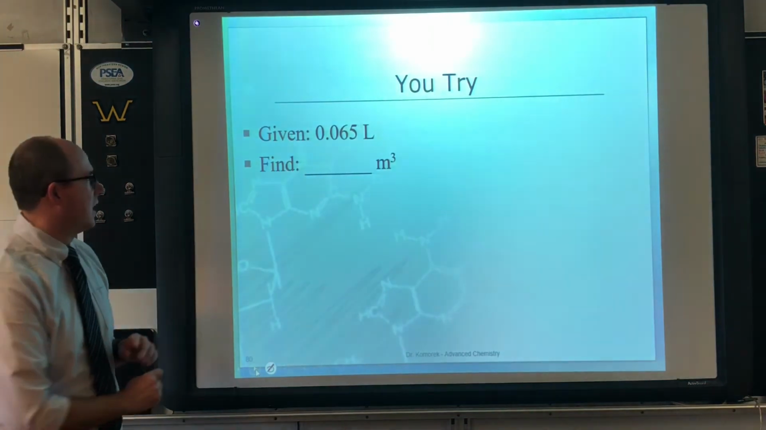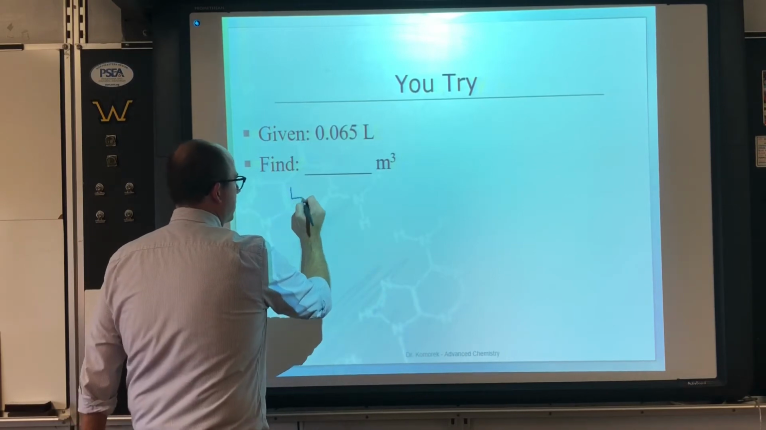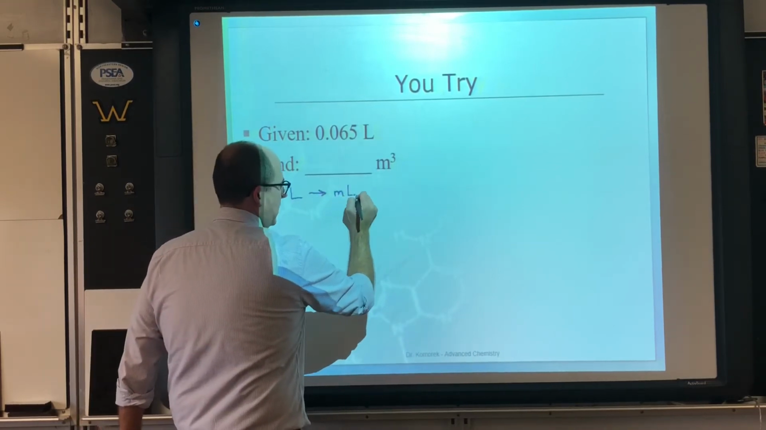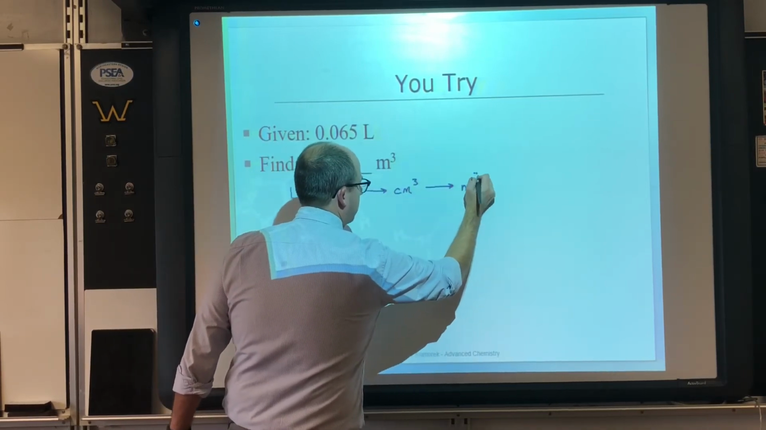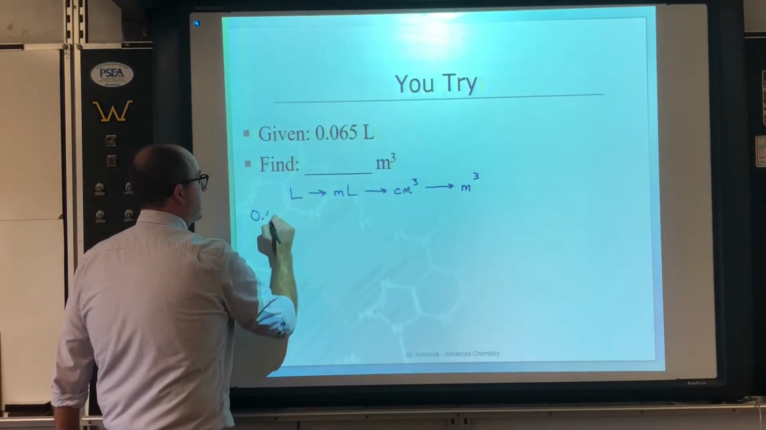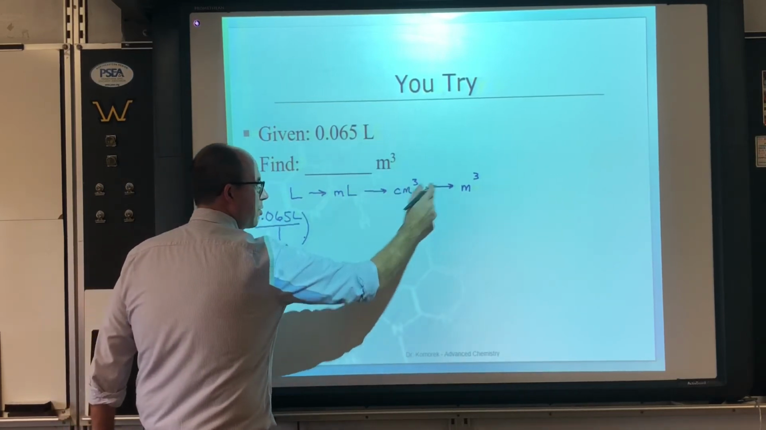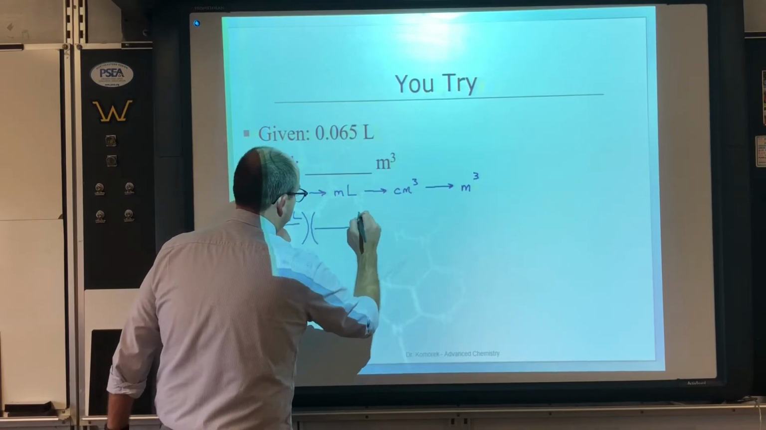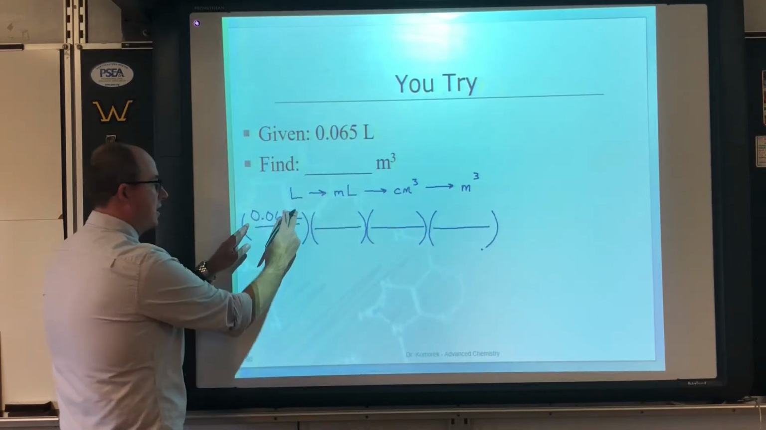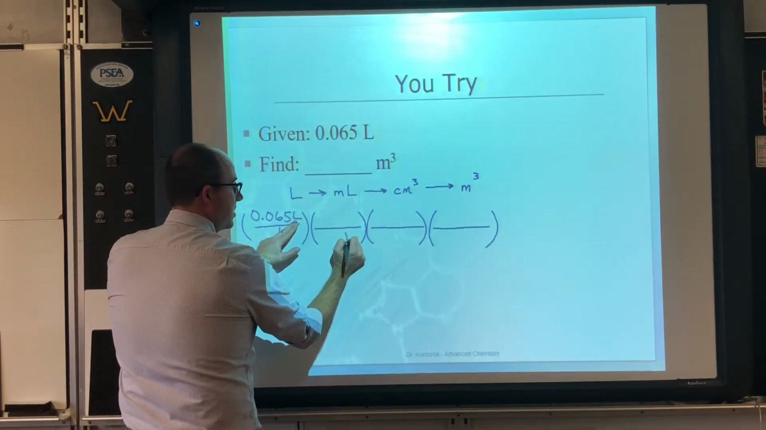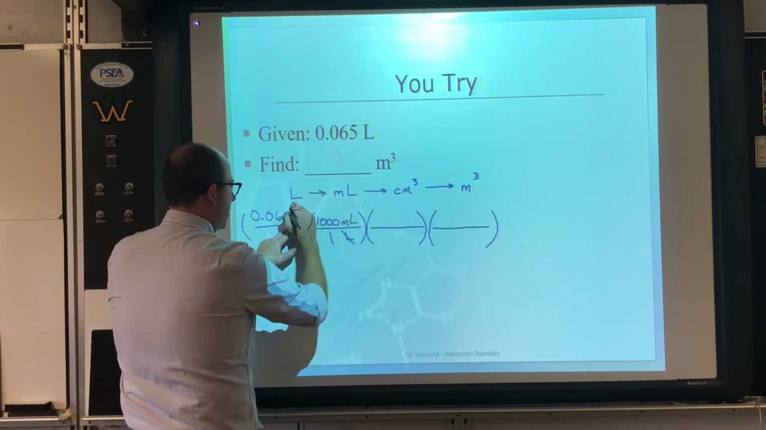So one more to practice on. From liters to cubic meters, this uses the entire plan, but in the reverse direction. Liters will be converted to milliliters, to cubic centimeters, to cubic meters. 0.065 liters over 1 times 1, 2, 3 brackets for 3 conversion factors. First one is liters to milliliters. I want liters to cancel, so it's on the bottom with milliliters up top. My numbers are 1,000 milliliters per 1 liter.